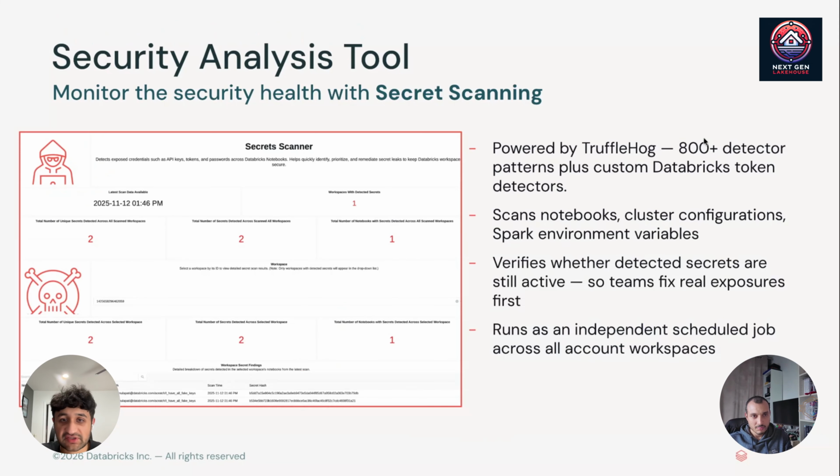And this is just showcasing the secrets scanning dashboard. So it's another AIBI dashboard baked into SAT that shows you all the different secrets that were detected, which workspace it's coming from, and it actually shows you the actual path to the notebook itself or the cluster as well. So you can easily go and remediate that before it ends up in a public repository.